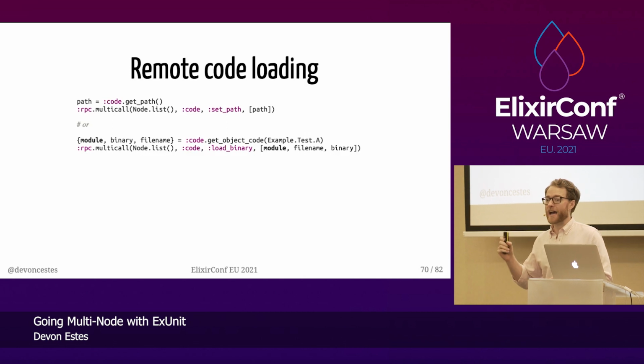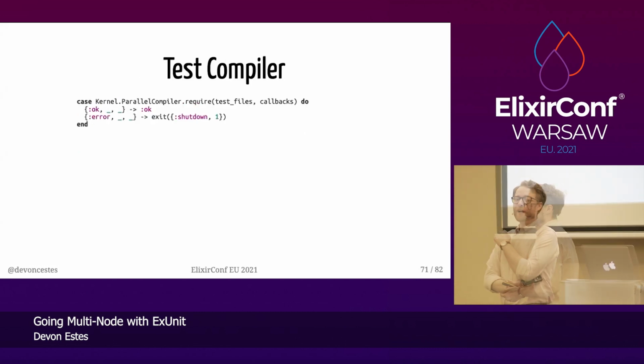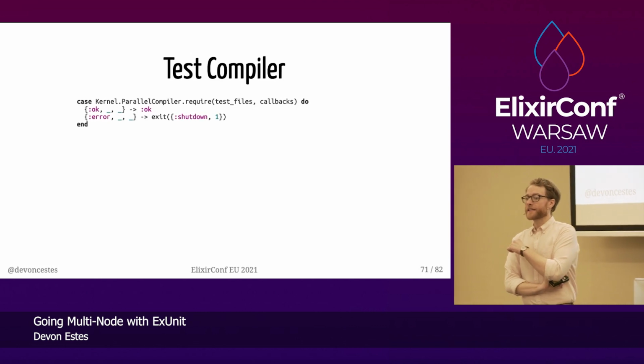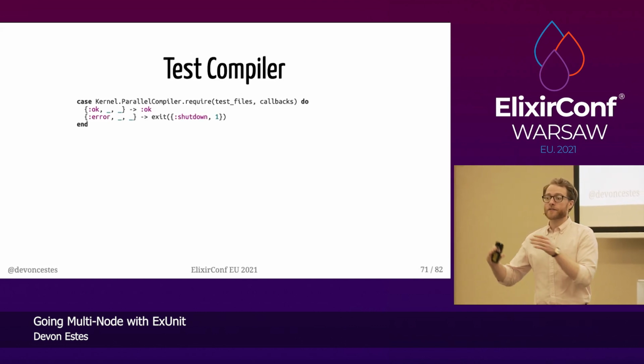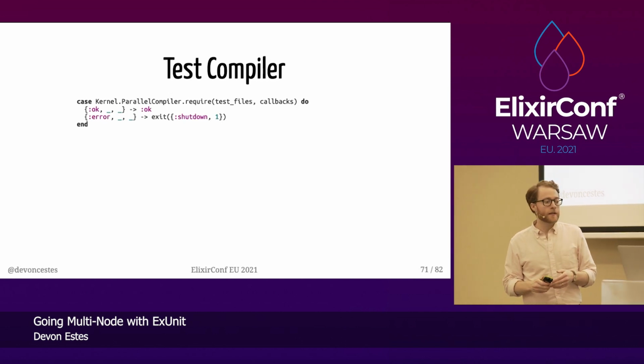Right? So we need to do that somehow. We need to essentially interrupt the compilation of the test files and change it so that it's not only loading that code on the local node, but on all the nodes in the cluster. Okay? Another cool thing, ExUnit has its own compiler. When you run mix test, one of the first things that it does is start the compilation of those .exs files that we need to compile, because we need to load them into the code server so that we can run our tests.